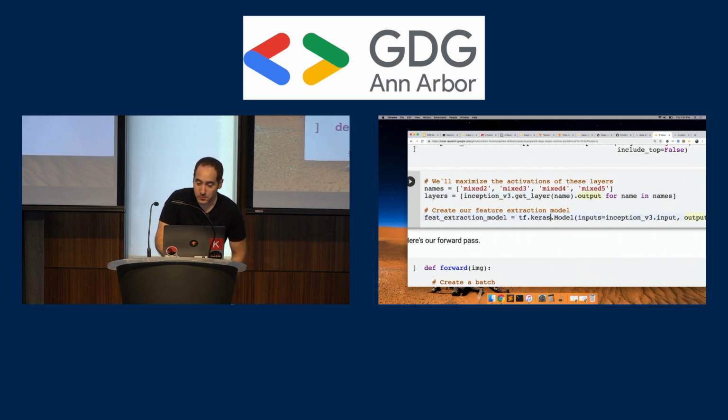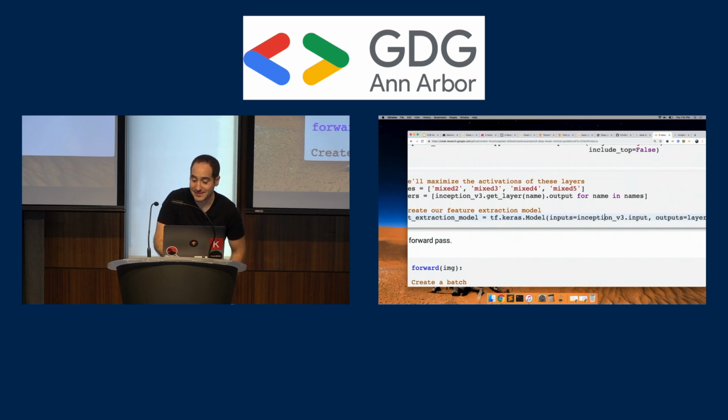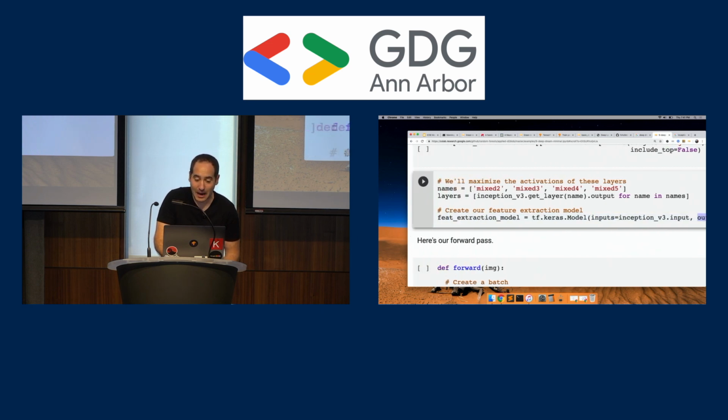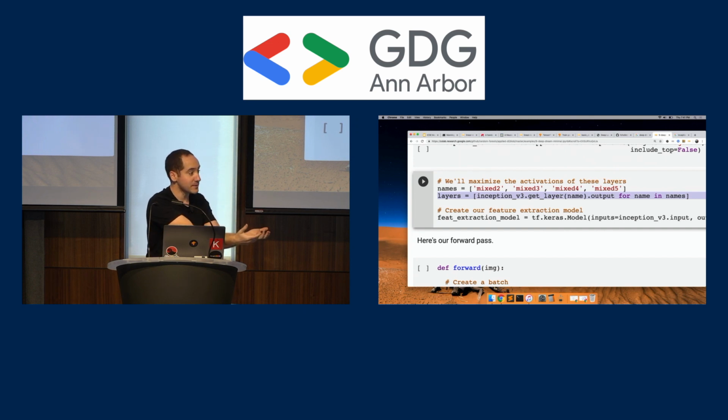And I'm writing a new model. And the idea here is I'm passing it some image, and instead of getting the output of Inception, what I'm doing is I'm getting the outputs of that list of layers that I just specified. So this will give me a list of numbers, which is the activations coming out of those layers when I classify an image.